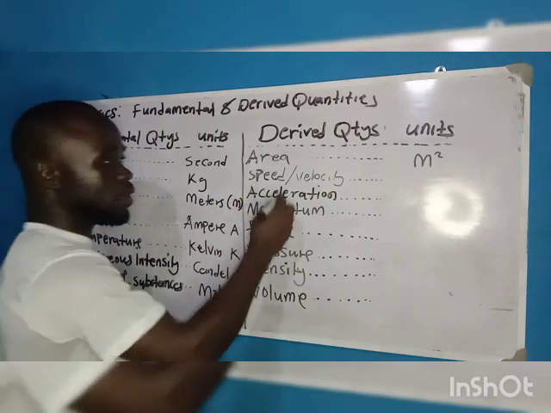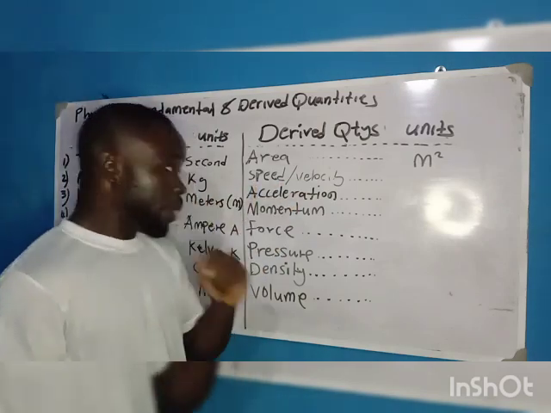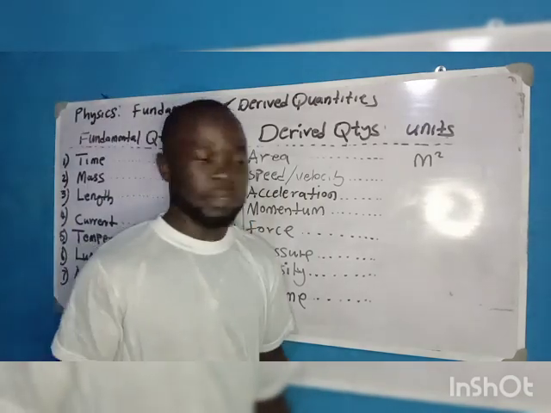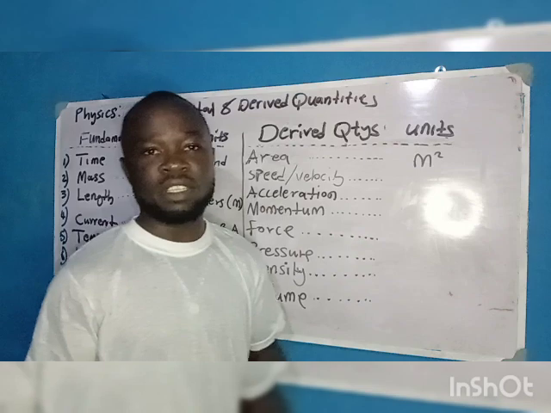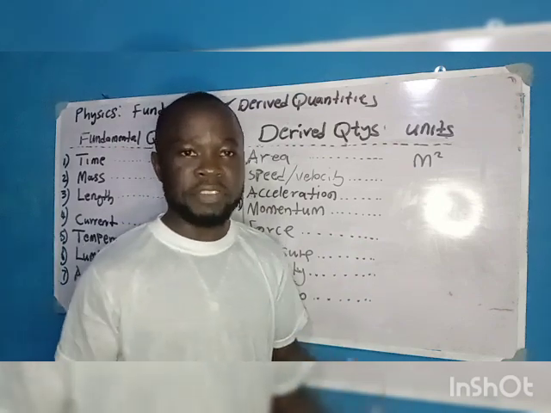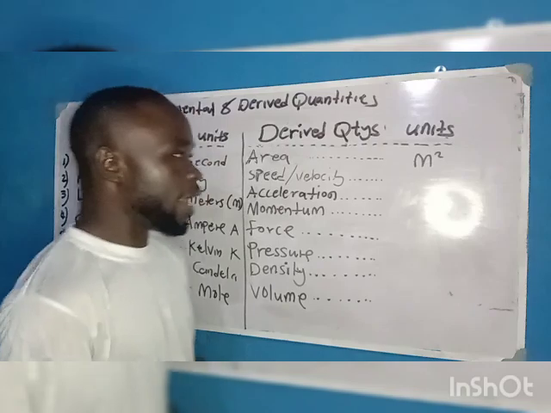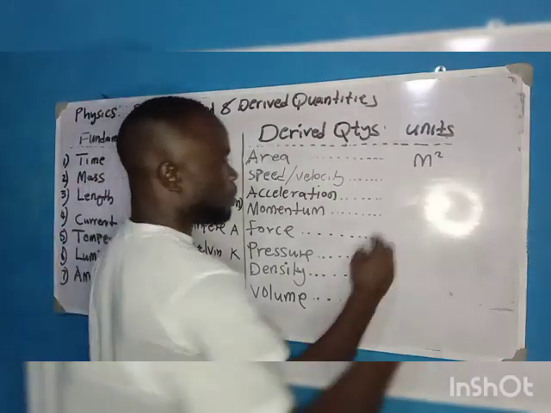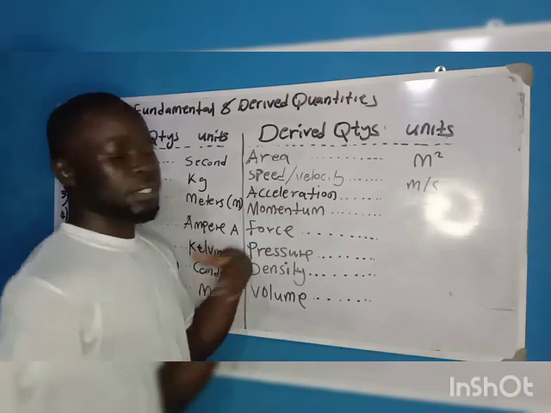Speed and velocity: these two mean the same thing, but there's only one difference between them. Speed is a scalar quantity, while velocity is a vector quantity. That is the only difference between them. But they have the same unit, and that unit is meter per second. What is velocity then?